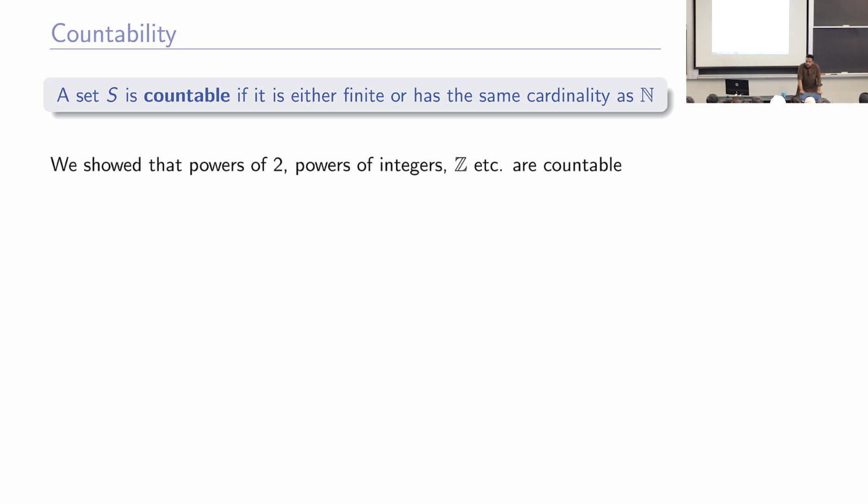We showed that powers of 2, squares, cubes, and all these integer sets are countably infinite. So, are all sets countably infinite? More precisely, I am going to ask: is the set of positive rational numbers countable or not? I say positive because it is easier to draw and write. Is the set of rational numbers infinite? How would you convince me that the set of rational numbers is infinite?